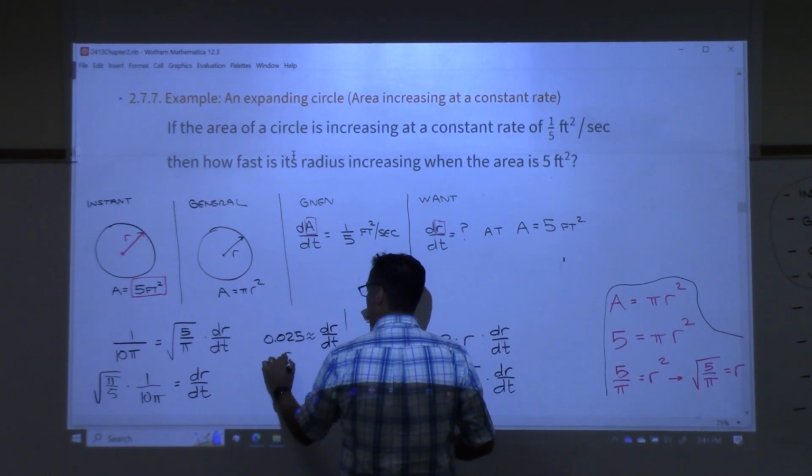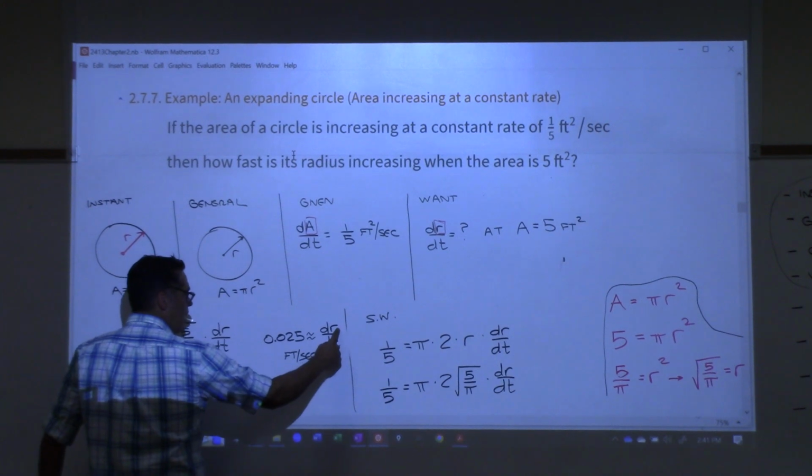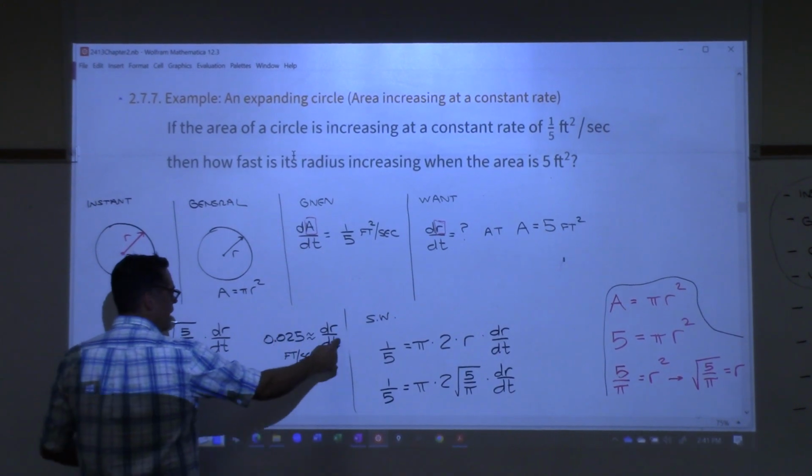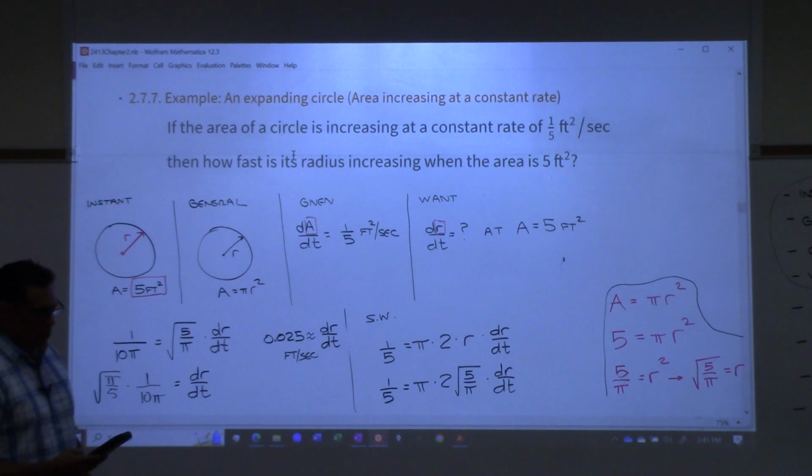And this will be measured in feet per second. Why feet per second? Because our radius is on top, R, right? Radius is measured in feet, and then time is measured in seconds. But let me just double check that. Not that I don't trust you, but. Yep, about 0.025231.